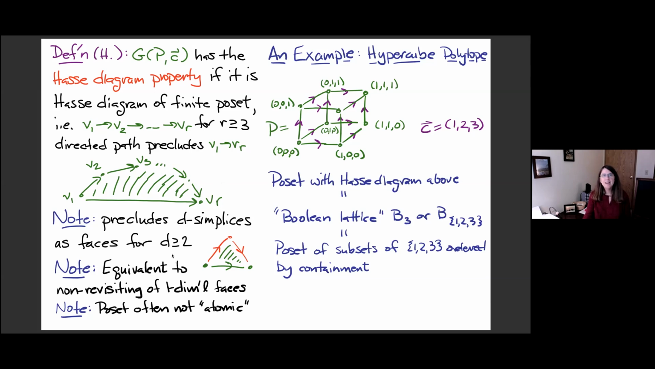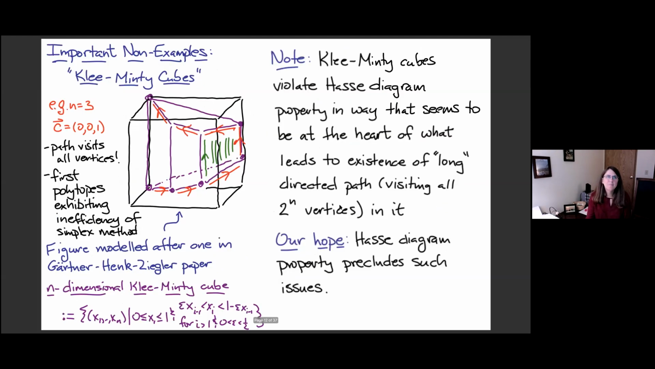Now, a very sad thing is that the Hasse diagram property says your polytope can't be simplicial, because you can't have any simplices; two simplices would fail. So it rules out a lot. Here's a hypercube, and that works fine. In this case, directing the edges where you're changing zeros to ones, we get the Hasse diagram of a Boolean lattice.